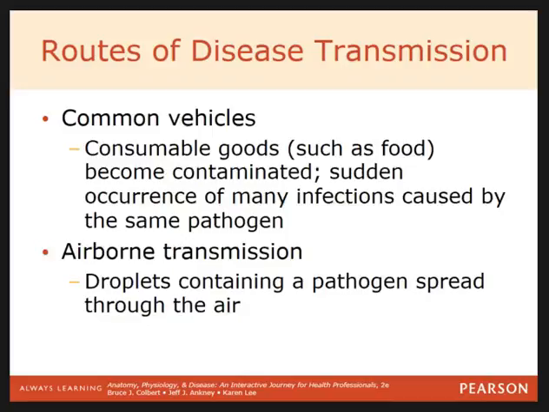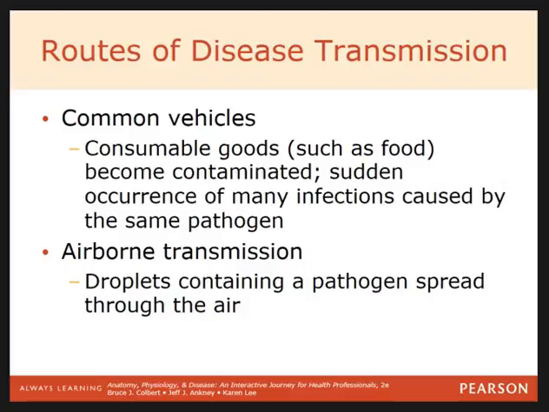Common vehicles, so modes of transmission. Consumable goods such as food that are contaminated. We hear this a lot in the news where hamburger or vegetables may be contaminated. Generally, a sudden occurrence of many infections caused by the same pathogen. Airborne transmission: droplets containing a pathogen can spread through the air. Things like tuberculosis are spread through airborne transmission. Whooping cough, so if you watch TV, you see those commercials as well.